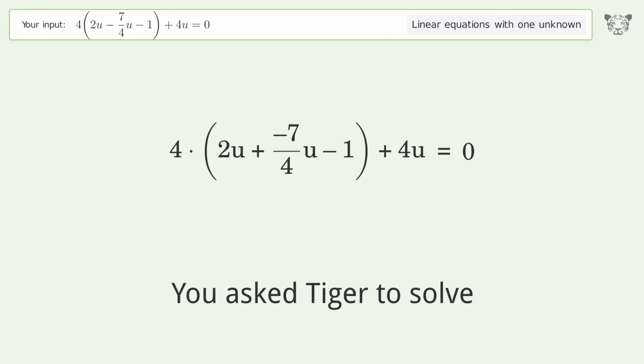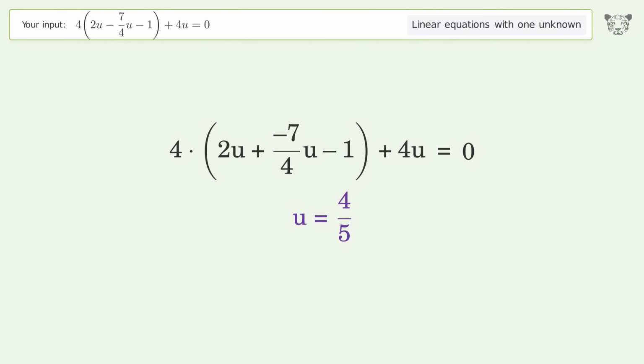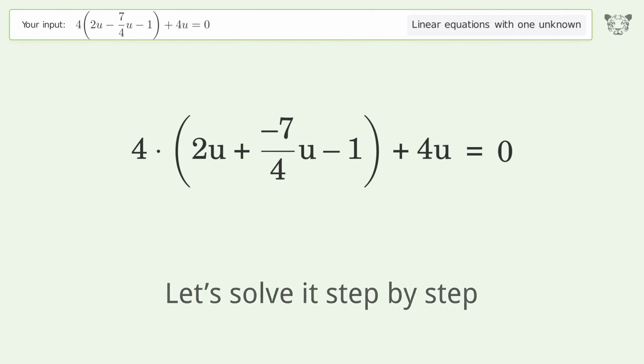You ask Tiger to solve this. This deals with linear equations with one unknown. The final result is u equals 4/5. Let's solve it step by step.